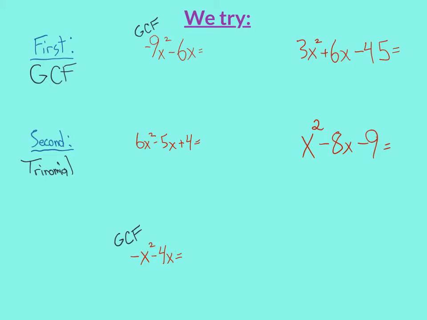I look at this one and see that, yes, it's got 3 terms. It might be trinomial, but there's something on the front. So if that one's going to work, I'd have to pull a GCF out first. So I'm going to try GCF and see if that works, and then do trinomial after that, and see if I can get that to work.